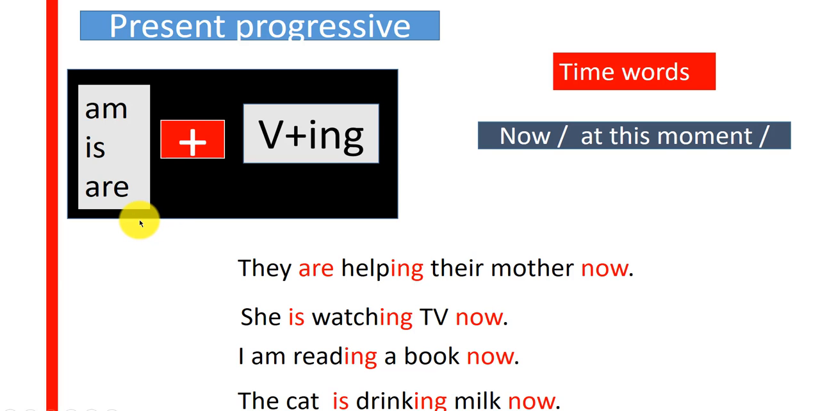The form of the present progressive tense is composed of am plus verb plus ing, or is plus verb plus ing, or are plus verb plus ing. And we have a time word or time words which help us to say which tense we have to use. The time words of the present progressive tense are, for example, now, at this moment, and many other time words. Just we see these now, okay?